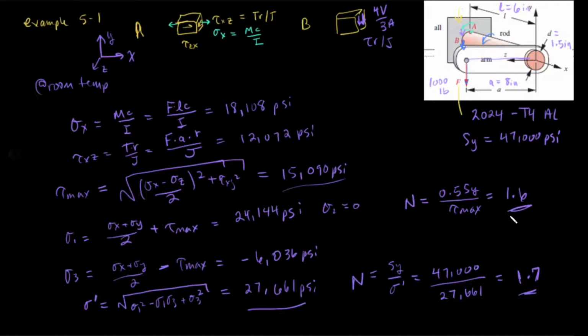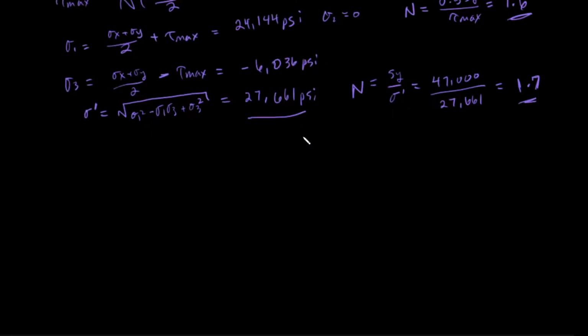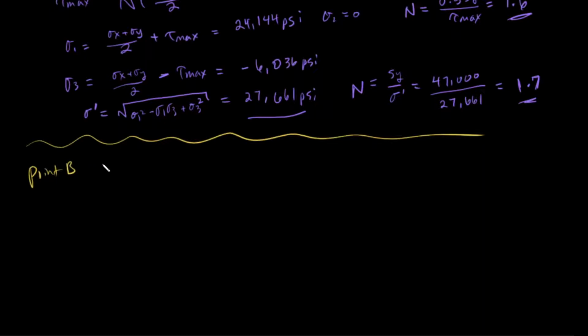Okay. So this was at point A. We just looked at point A, we calculated the safety factor of point A. So we could also do the same thing for point B. Okay, this is point B, and recall that at point B we had those two shear stresses acting, right? We have the stress due to the shear, which is 4V over 3A, and we had the stress that's due to the applied torque, TR over J.